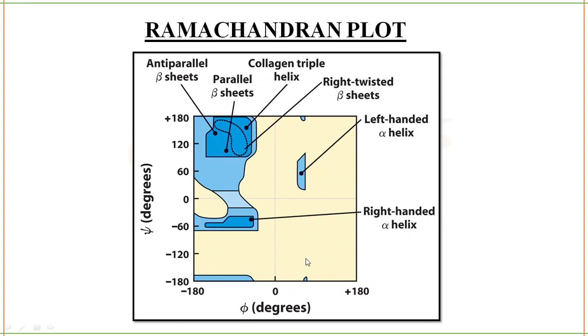It has four quadrants: upper left, upper right, lower left, lower right. In the upper left you will have anti-parallel beta sheets, parallel beta sheets, collagen triple helix and beta turns. In the lower left you have right-handed alpha helix. In the upper right you will have left-handed alpha helix. This alone you remember. I mean it's enough. Nothing else they will ask.